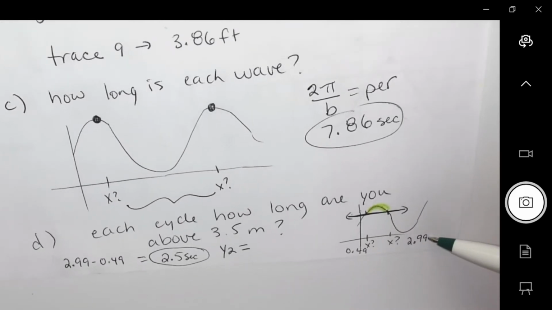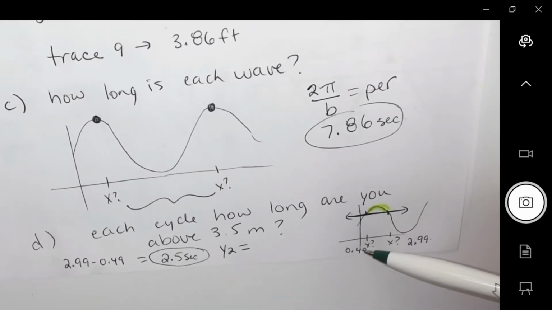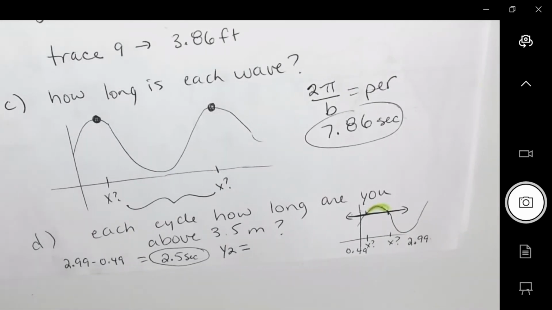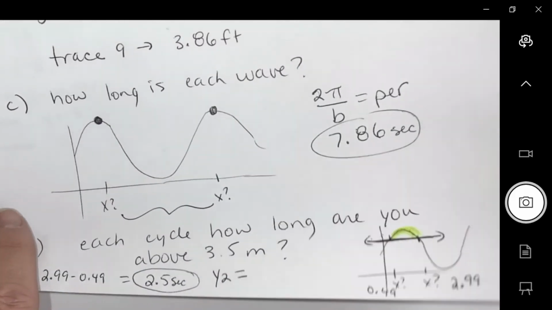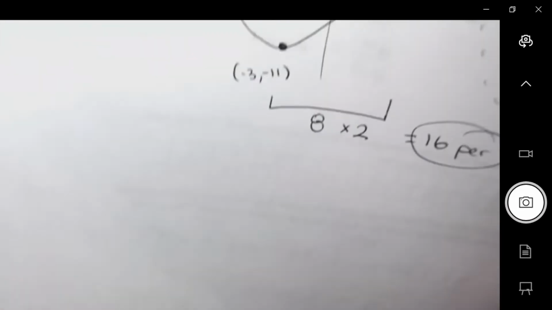Okay, how's our numbers looking? 2.99 and this one was 0.49 on those intersections, and then I subtracted them because that's the span of time that elapsed.